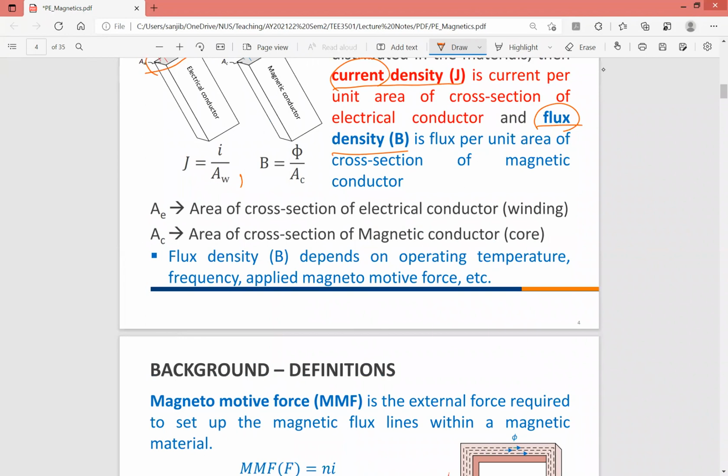Okay, so you can see here, I think there's a typo here, it should be winding W. C is the core and W is the winding.